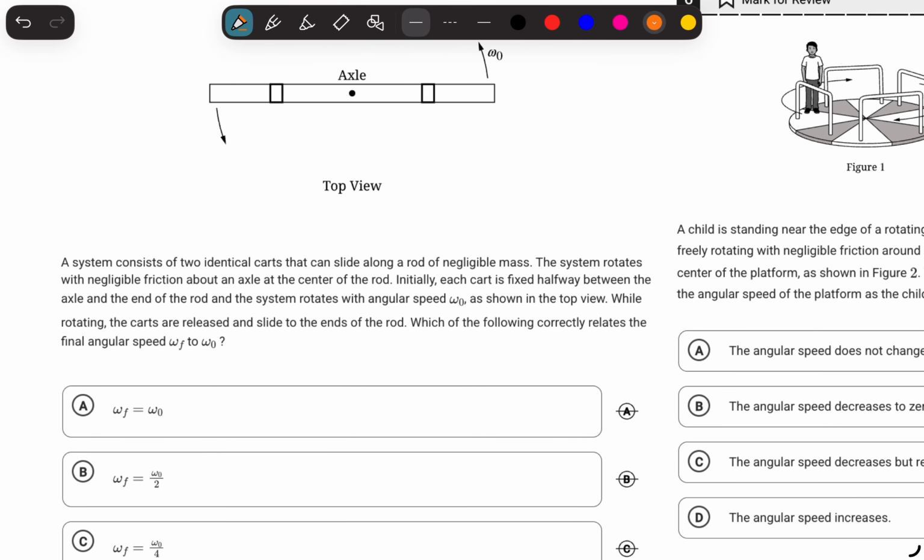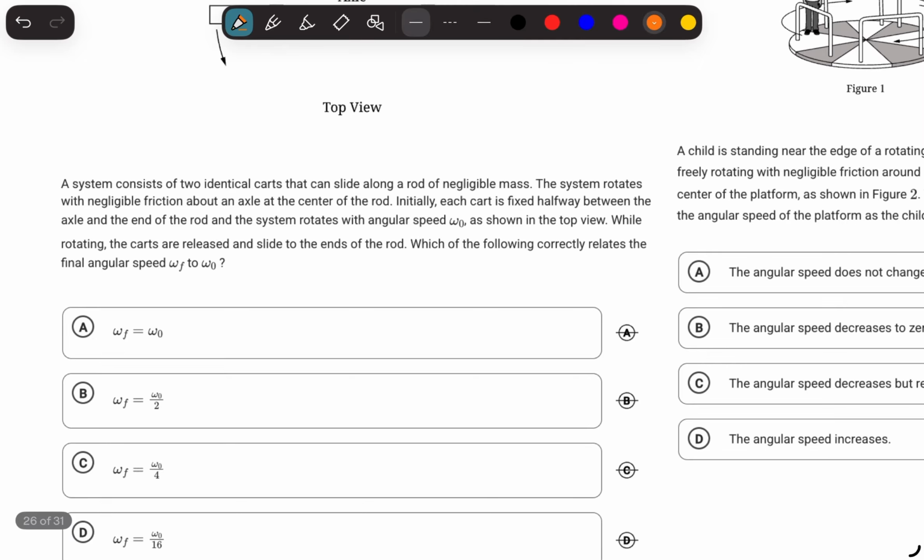Now for our next question, we have a system that consists of two identical carts that can slide along a rod of negligible mass. The system rotates with negligible friction about an axle at the center of the rod. Initially, each cart is fixed halfway between the axle and the end of the rod, and the system rotates with an angular speed omega initial, as shown in the top view. While rotating, the carts are released to slide to the ends of the rods. Which of the following correctly relates the final angular speed omega f to omega initial?